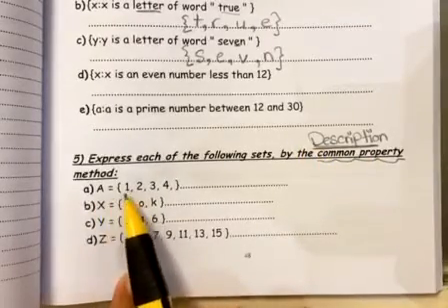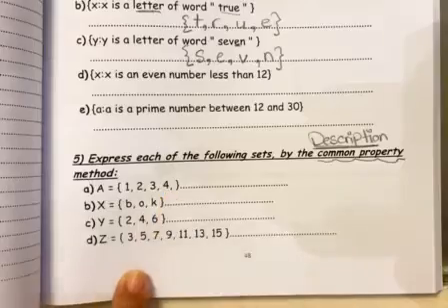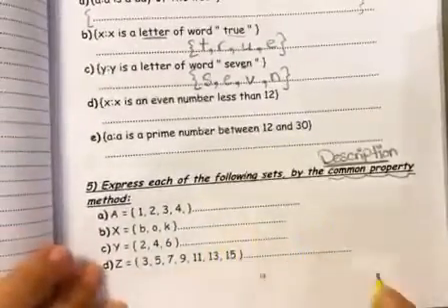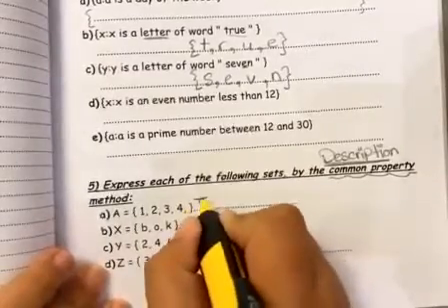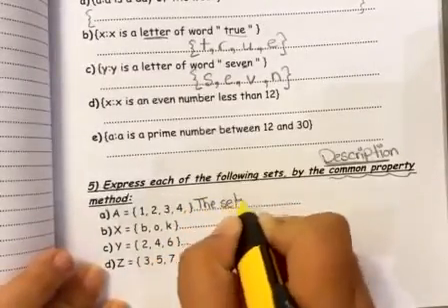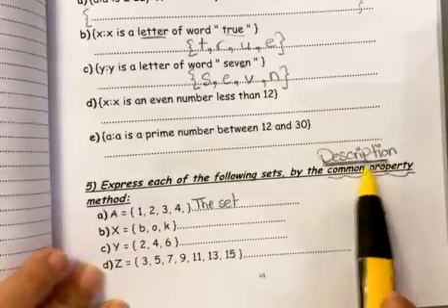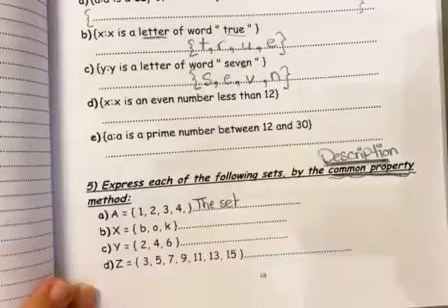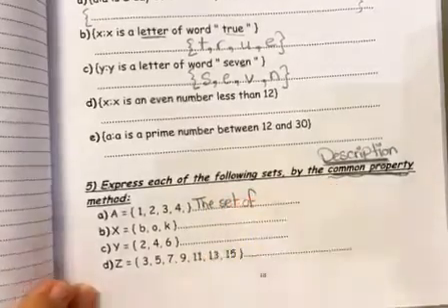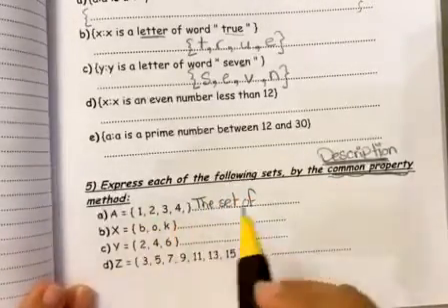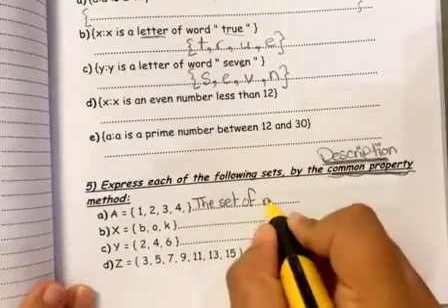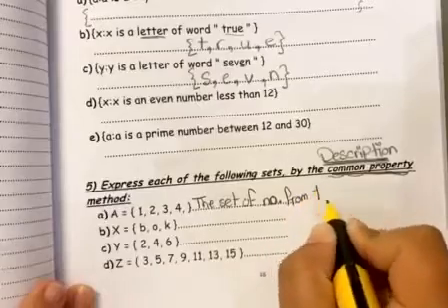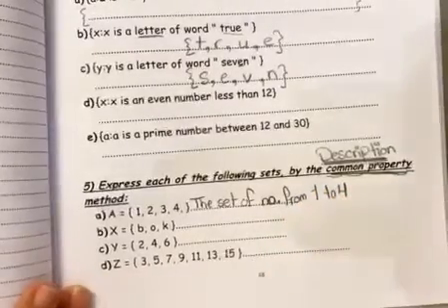Here, the set has 1, 2, 3, 4. I always start my answer in this method with the set of. Once I see the description method word or the common property method, I start my answer with the set of, and then I describe this set, the set of numbers from 1 to 4. That's easy.